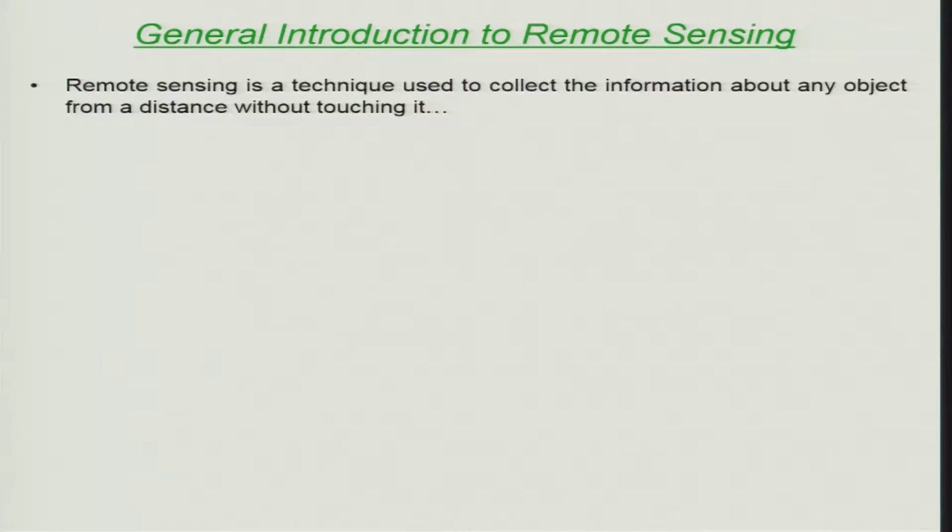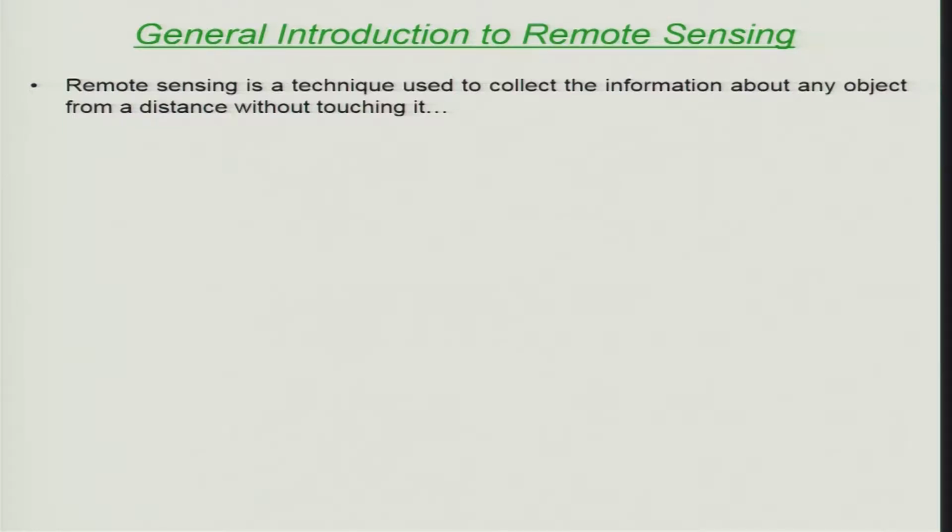Now, a basic introduction to remote sensing. As I told you, in day-to-day life we all keep doing remote sensing. Remote sensing as a whole is a technique used to collect information about any object from a distance without touching it. The three photographs I showed you in the beginning, one of the landscape, another of the birds, and a third taken by the satellite, had information collected without touching the object.